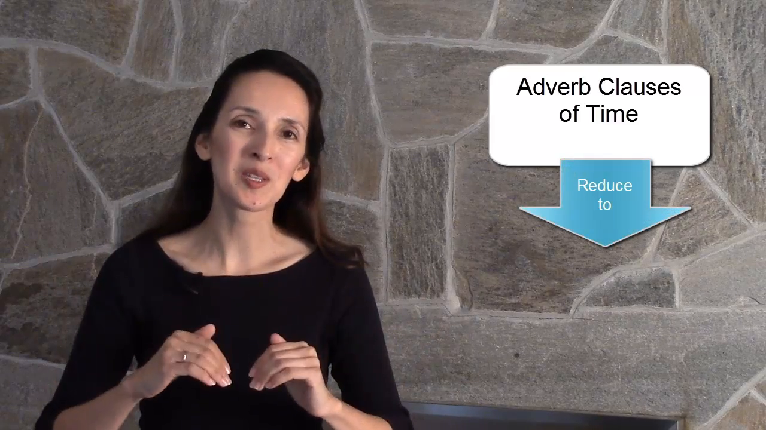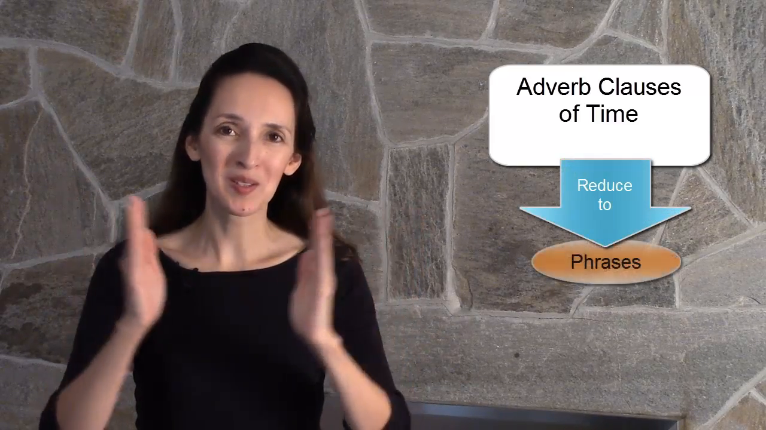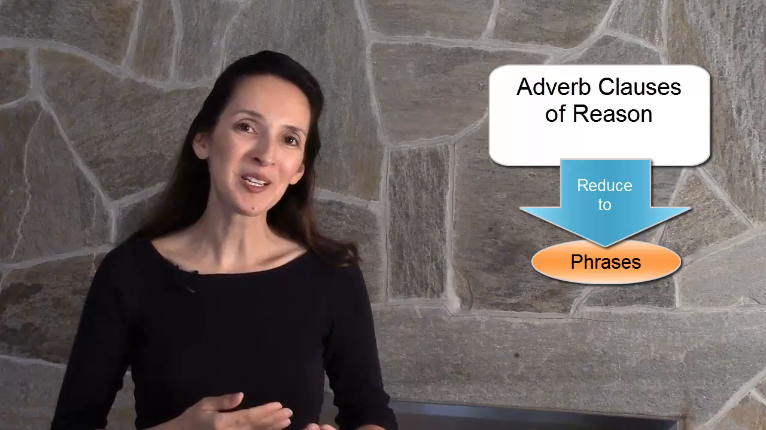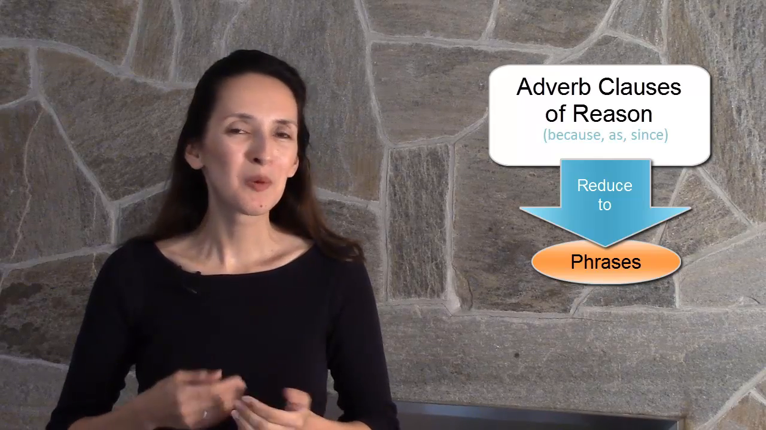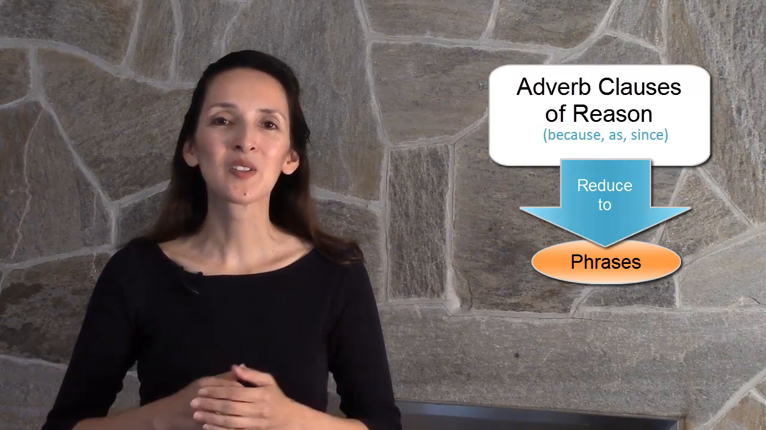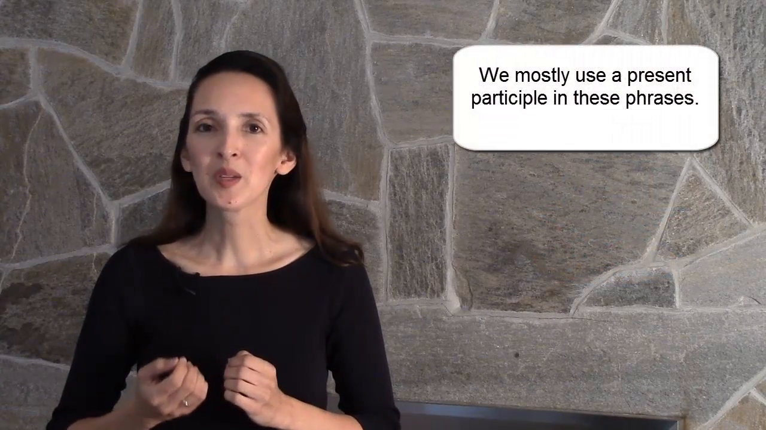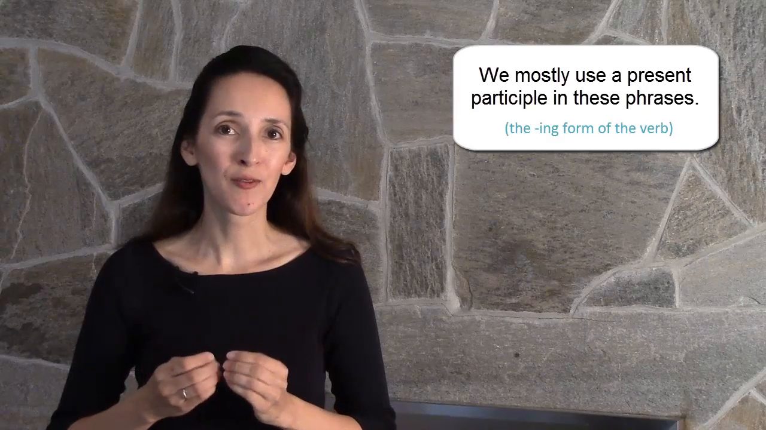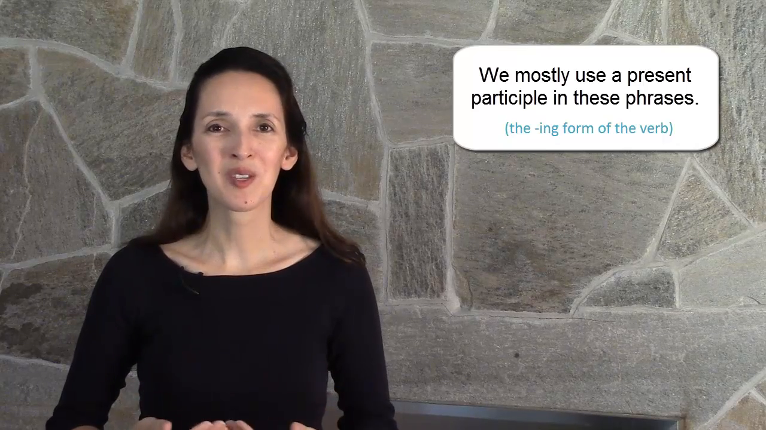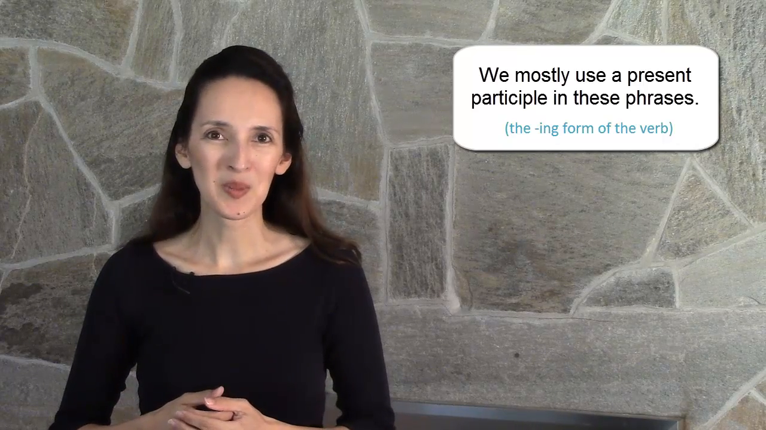In the first part of this lesson, we looked at adverb clauses of time, and I showed you how to reduce them, how to shorten the clauses to phrases. We can also reduce adverb clauses of reason. These clauses begin with words like because, as, since. They answer the question why. Again, we mostly use a present participle, the ing form of a verb, to form these phrases. That's because most of the time we use active verbs.